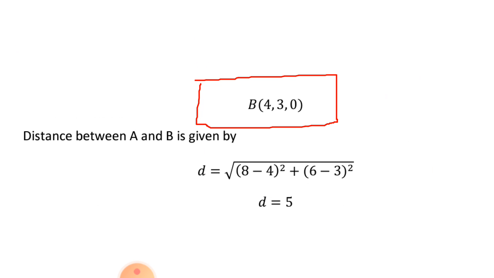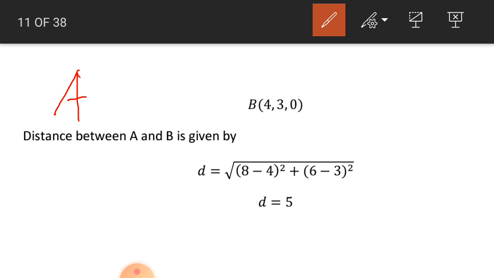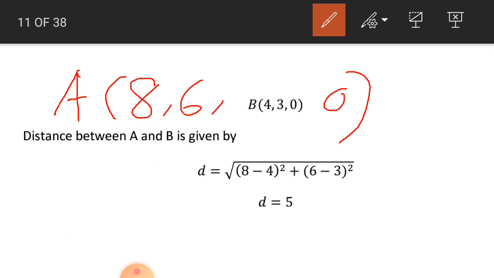We have got 2 points. We can consider point A over here. Point A in the rectangular coordinate system is 8, 6, and 0. And point B is 4, 3, 0. So we can calculate the distance between these 2 points.